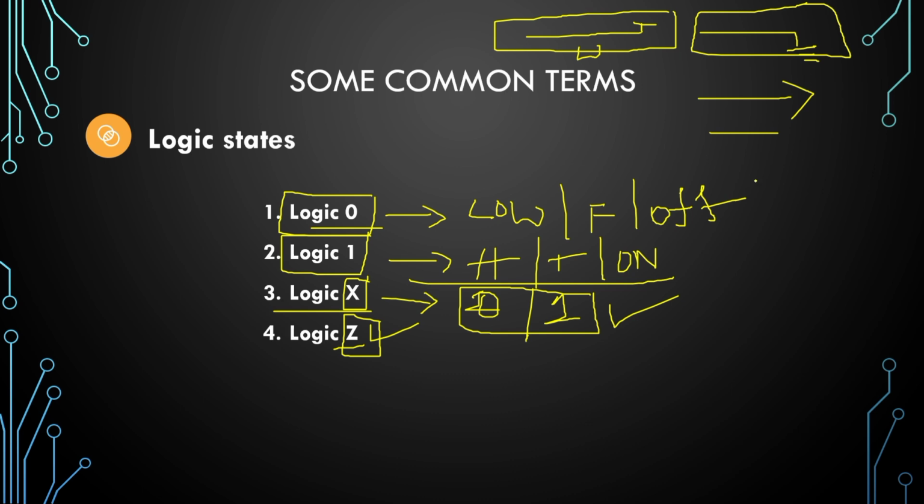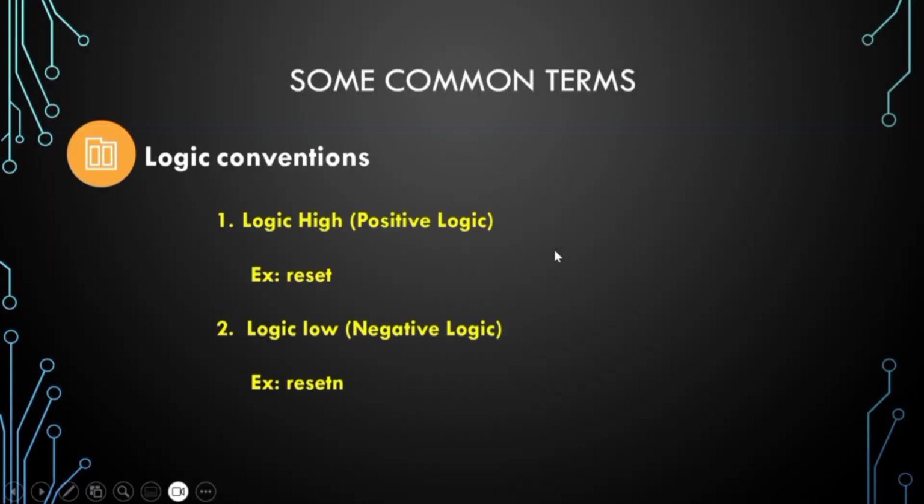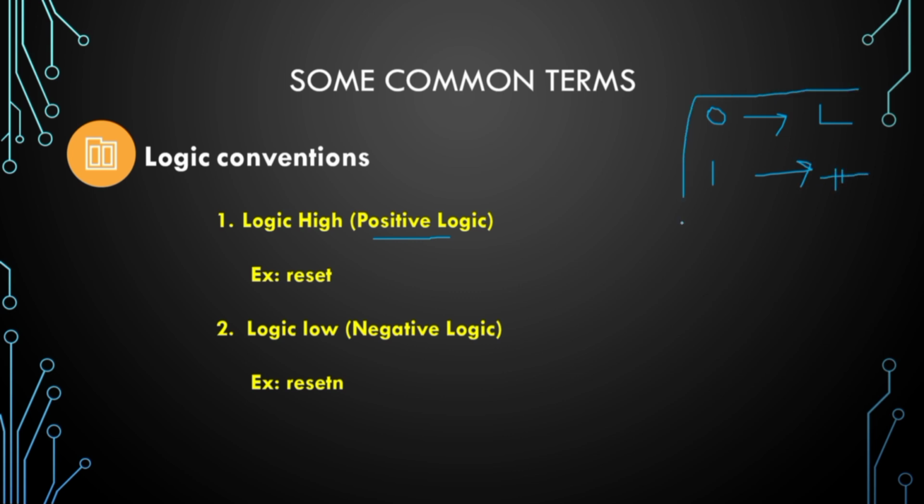So we learnt about all the 4 logic states. Let us see logic conventions now. Means, as I said in the previous slide, we have logic high or positive logic and logic low or negative logic. Let us see one by one. Positive logic is one in which we consider 0 as low and 1 as high. So, whatever we assume in our day-to-day life, in the same convention this goes. So this is called logic high, where high is considered high and low is considered low. This is called positive logic.